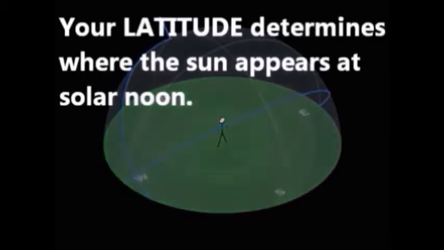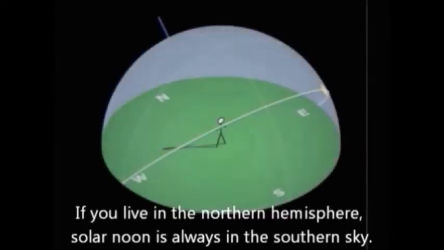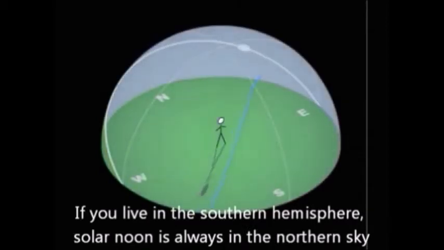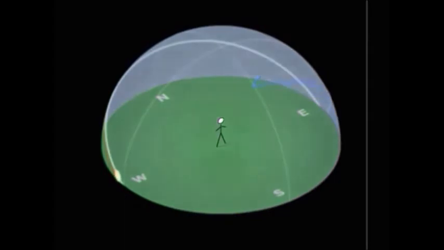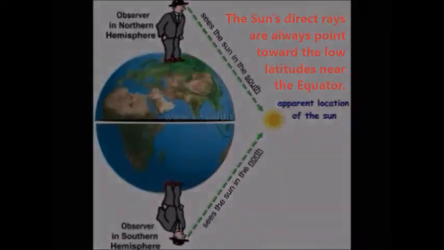An observer's latitude changes where the Sun appears at solar noon. An observer in the northern hemisphere must always look to the south to see the Sun at solar noon, while a person in the southern hemisphere must always look to the north to see the Sun at solar noon. This is because the Sun's direct rays always point toward the low latitudes, which means near the equator.